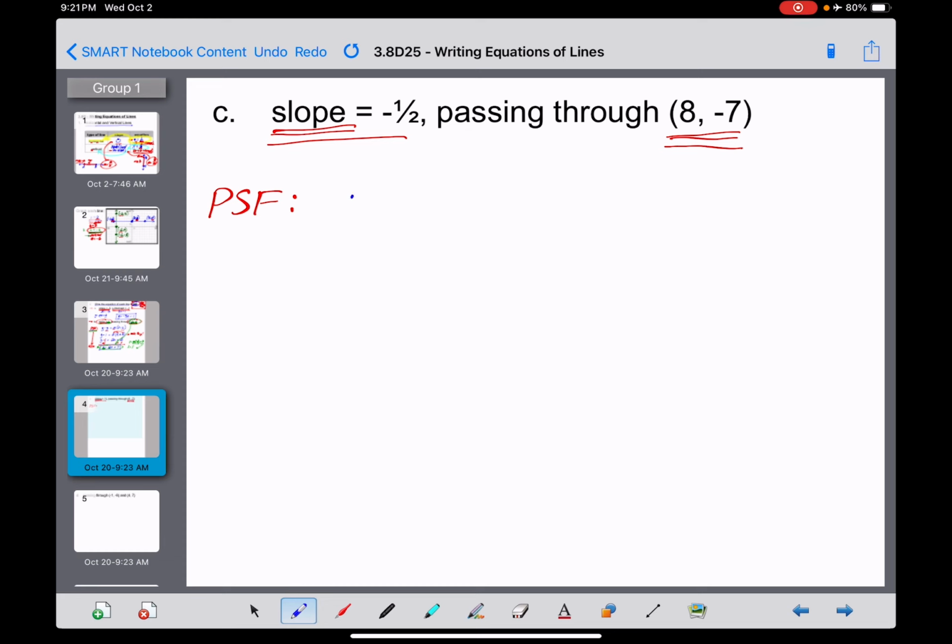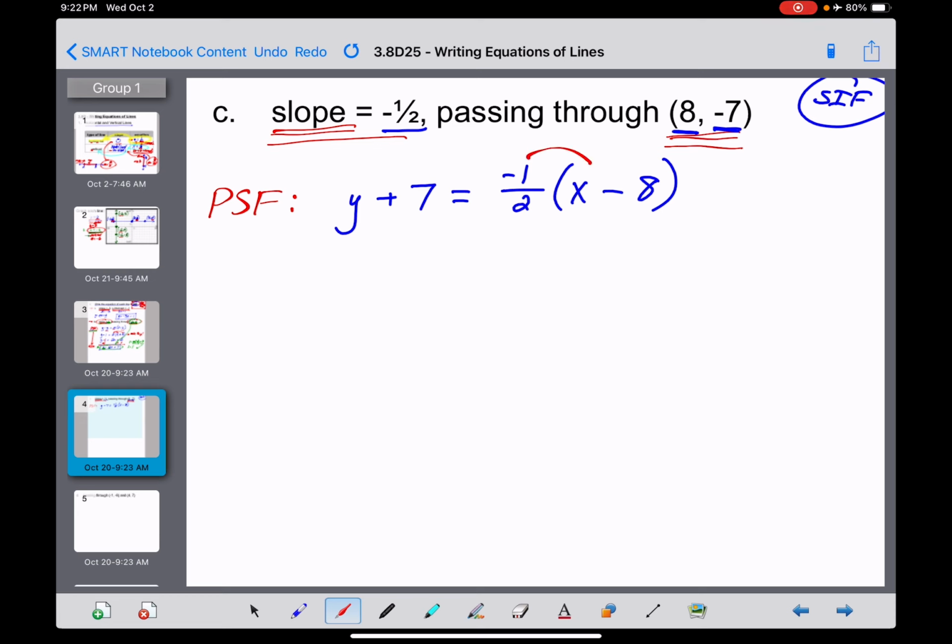So point-slope form is going to be y minus your y coordinate of -7. Minus -7 becomes plus. Equals your slope, which is -1/2, and then in parentheses, x minus your x coordinate, which is 8. So there's the equation in point-slope form, but again, the directions asked for slope-intercept. So it's just 2 quick steps to get there. We distribute our slope first. So we're going to have y plus 7 is equal to, and this will be a -1/2 x.